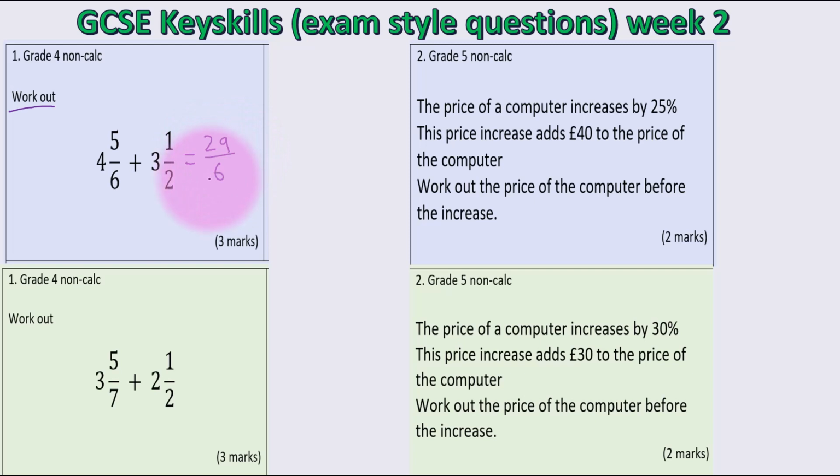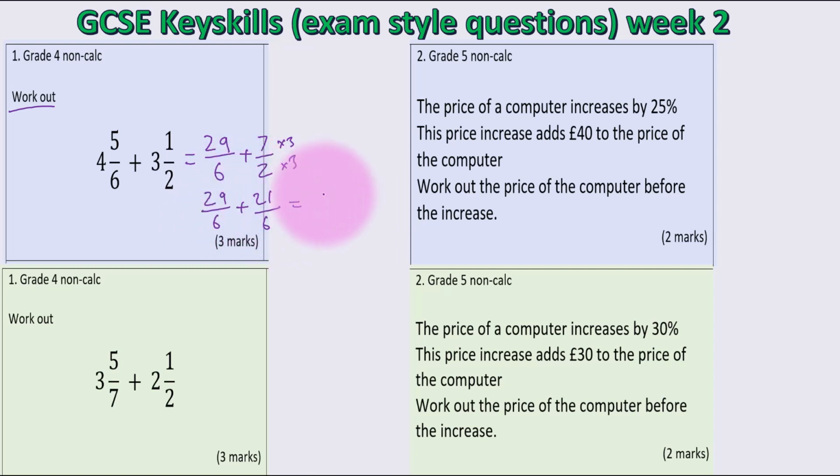Turn it to improper fractions. 3 times 2 add 1, that's plus 7 over 2. Now we need to make the denominator the same, so we can times this by 3 and times the next one by 3. So we get 29 over 6 add 21 over 6.